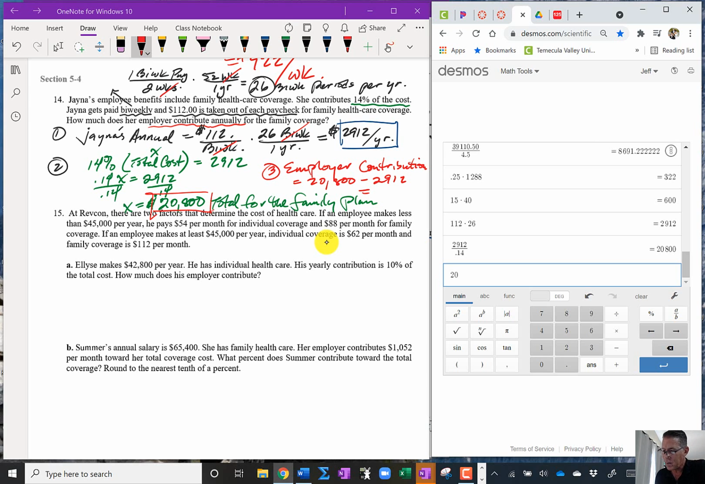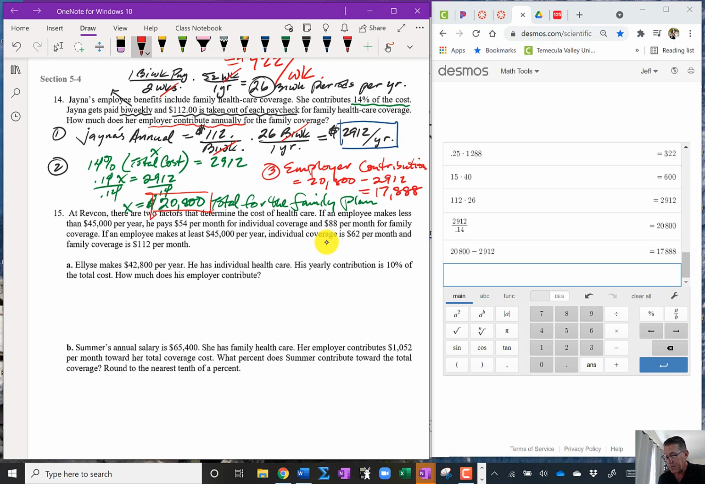So what you do is figure out her annual contribution, then use the percentage and that number to figure out the total cost by solving this simple equation. Then after you know the total cost of the family plan, you subtract her contribution from it, and the remaining amount is what the employer pays, which is a lot more than she pays. The employer pays $17,888, and she only pays $2,912. Benefits are super duper important in real life.